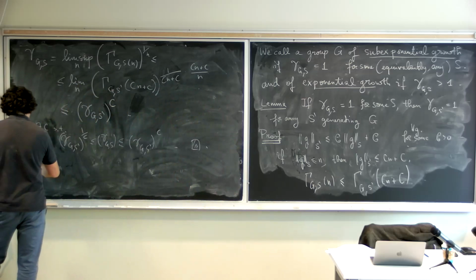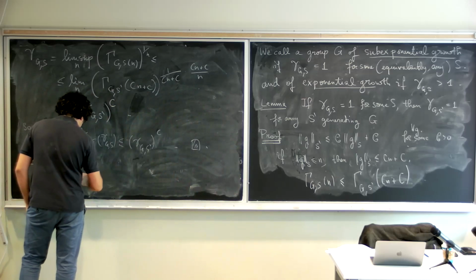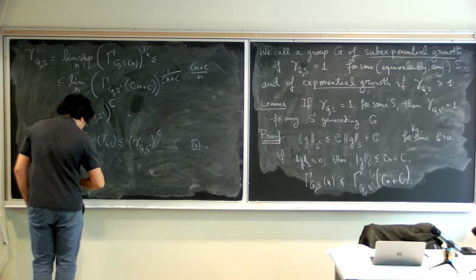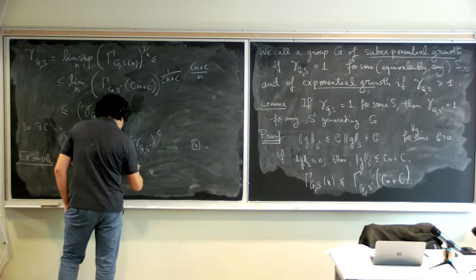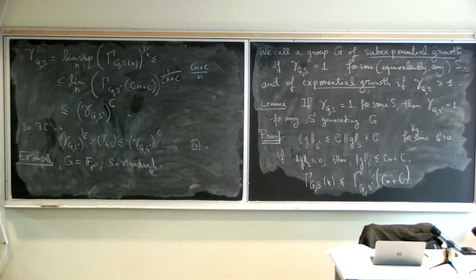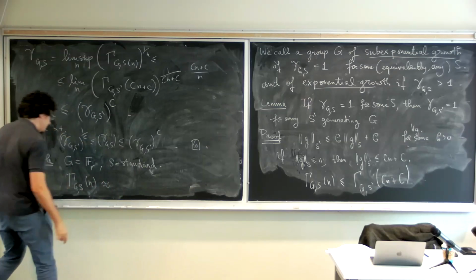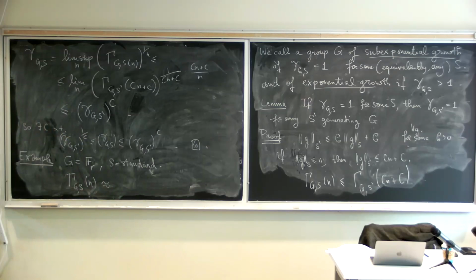So another example of a group of exponential growth would be, again, the free group. Suppose you're looking at the free group in r generators, and again, S is the standard generating set. And so what would gamma G, S be here?